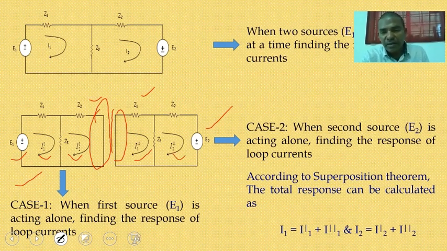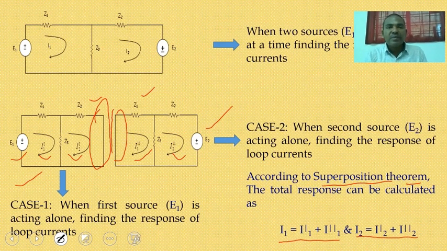So according to the superposition theorem, the overall response must be equal to the algebraic sum of the responses when one source is acting at a time. So I1 is equal to I1 dash plus I1 double dash, and I2 is equal to I2 dash plus I2 double dash. So this is the simple example of the superposition theorem.